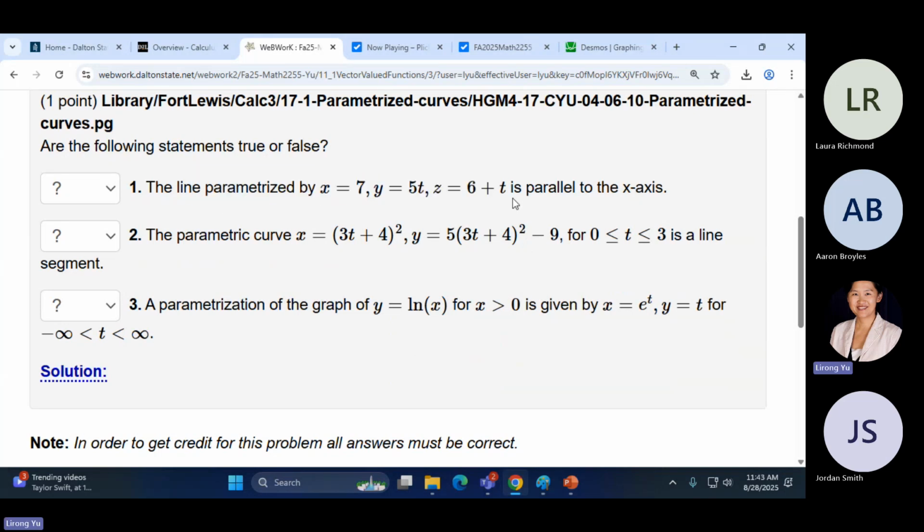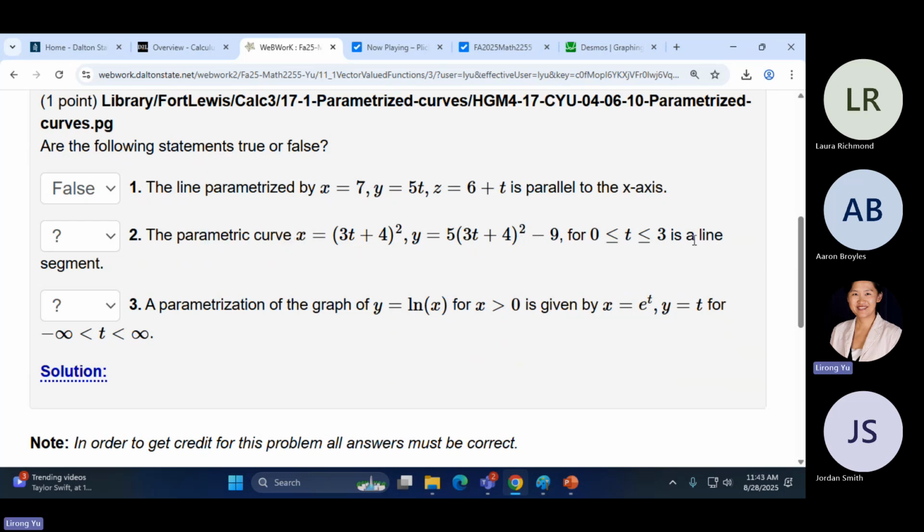Yeah, this is the line, equation of a line. We covered equation of a line already in 10.5. So is it parallel to the x-axis? It's not, right? This is 0, 5, 1. It's not parallel to the x-axis because the x-axis is vector 1, 0, 0. So this has to be false.